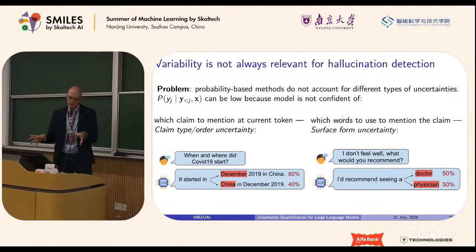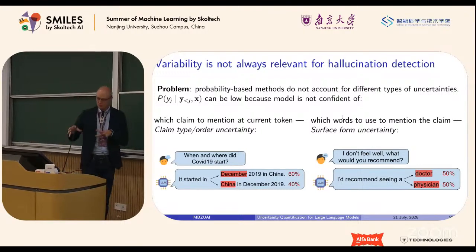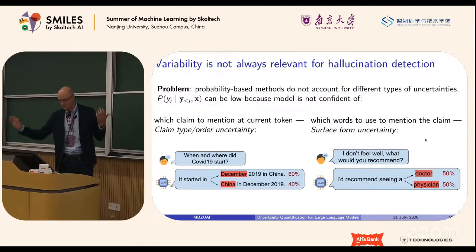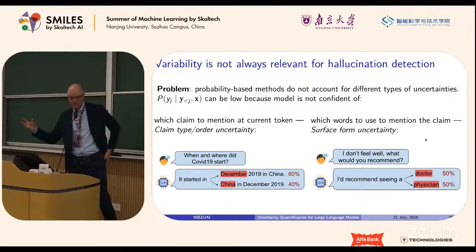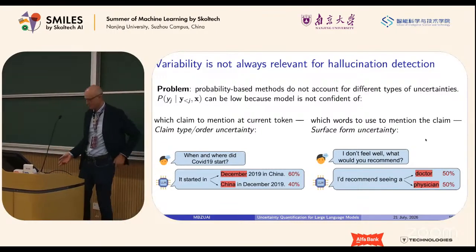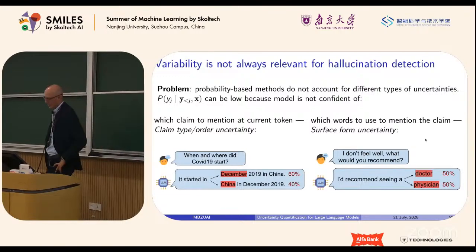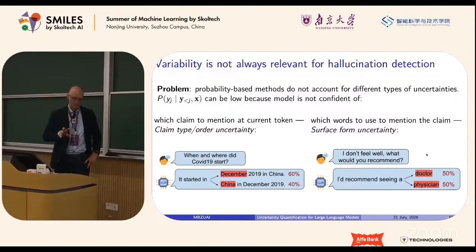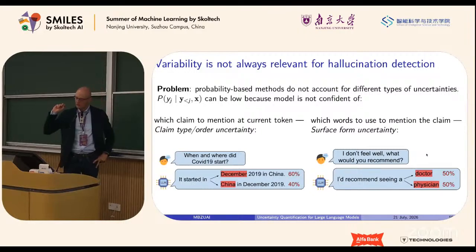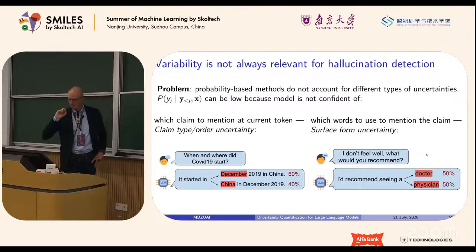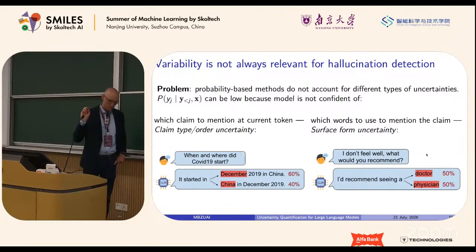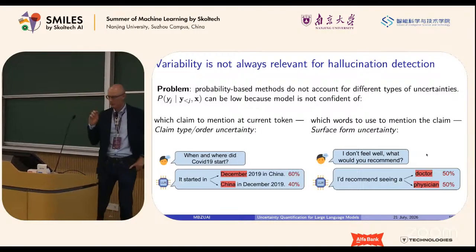So maybe if you look into the log probabilities of this distribution, you will find out that the model is very, very uncertain. Like 50% doctor, 50% physician. That looks like the model doesn't know what to say. But in fact, doctor and physician is the same thing, right? So the model is very, very confident. So if we would be relying on these probabilities, sometimes we'll be very, very underconfident.